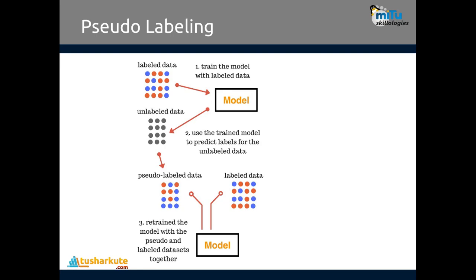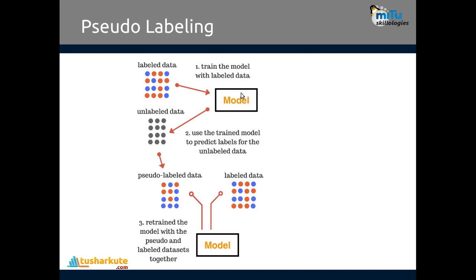We assign the labels. So just check it out. First, for example, I have labeled data something like this. Two classes are present inside it, one is orange, another is blue, and this is unlabeled data. This does not contain any classes. So what are we going to do? Train the model with the labeled data. Then use the trained model to predict the labels for the unlabeled data.